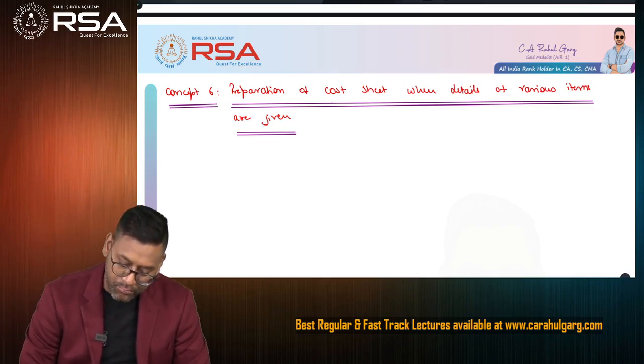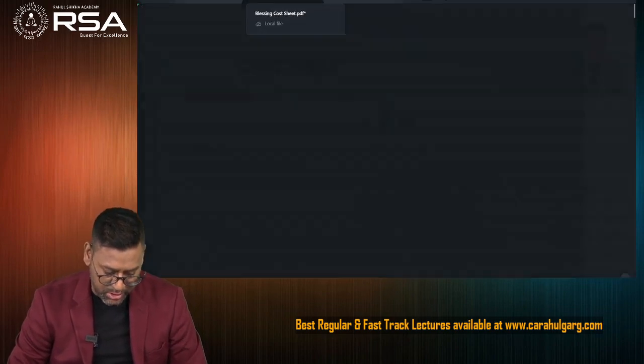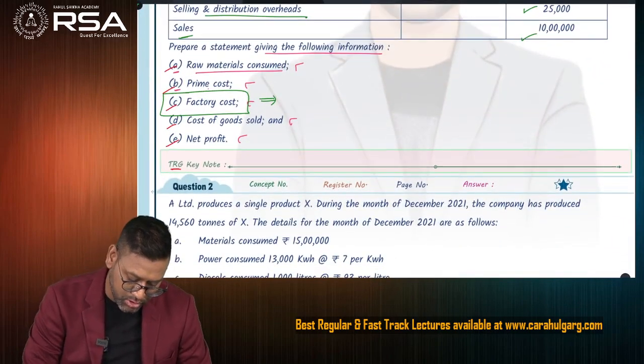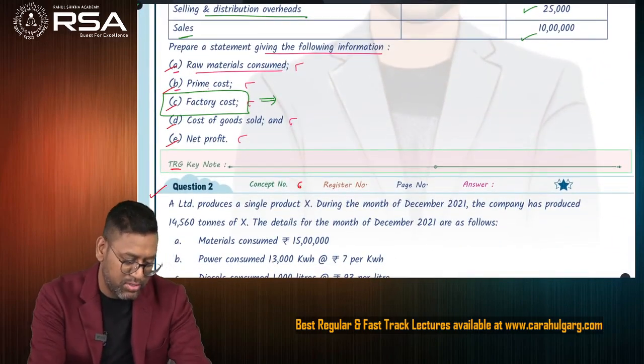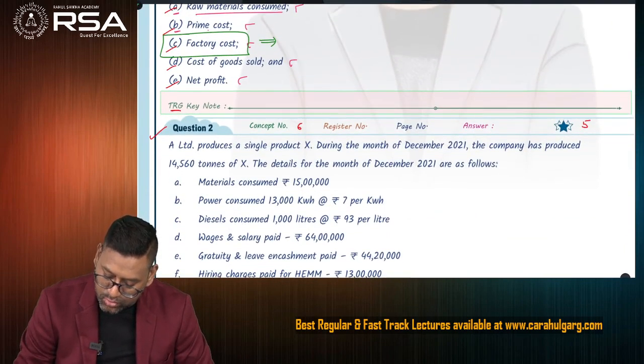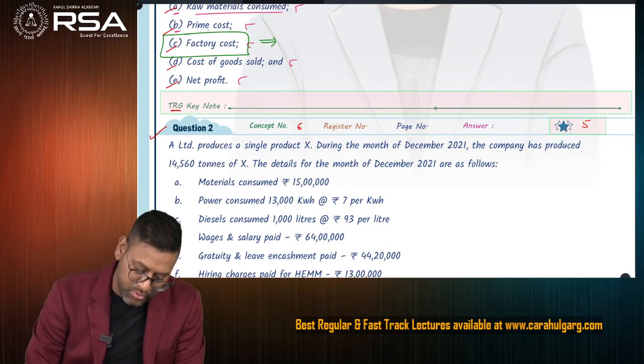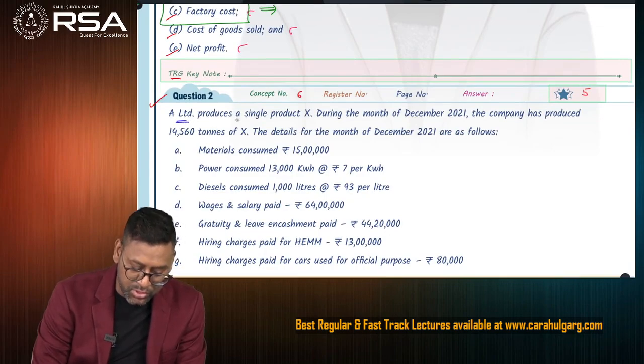Okay. So we have got our question number 2 for this. Let's come down, child. Let's come to this question number 2, concept number 6. Very important. I'll mark this as a 5-star question. Let's see. It says there is a company A Limited which produces a single product X.